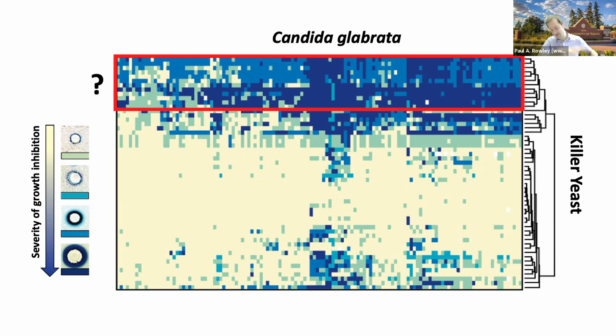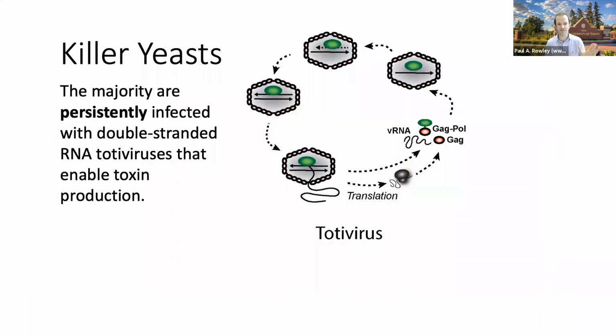And so that's why we're going to shift our focus just a little bit, and tell you that the majority, not all, but a lot of killer yeast, Saccharomyces killer yeasts, are persistently infected with double-stranded RNA totiviruses that enable toxin production. So you need infection with these viruses to enable toxin production. That's really important. But it's not the totivirus itself that actually encodes the toxin. Okay, so this is where it gets a little bit more complicated.